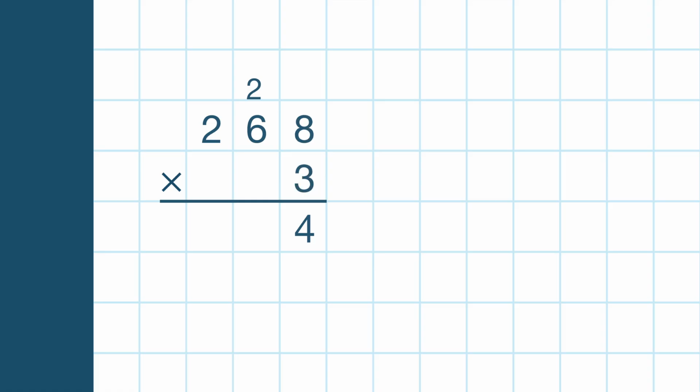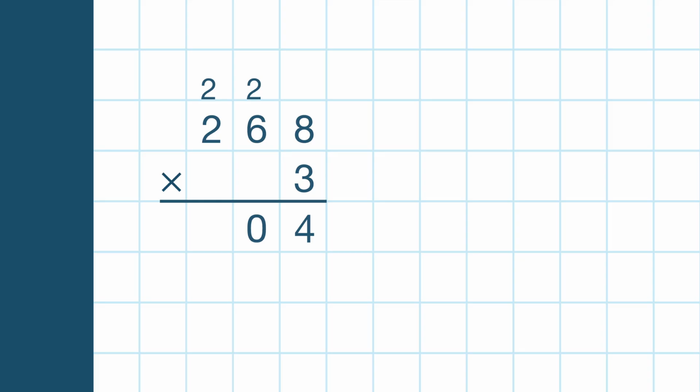Now multiply the tens place. What is 6 times 3? It's 18. Now add the 2 that we carried. What is 18 plus 2? Yes, 20. Write the 0 in the tens place. How many do we carry? We carry 2. Write a small 2 above the hundreds place.